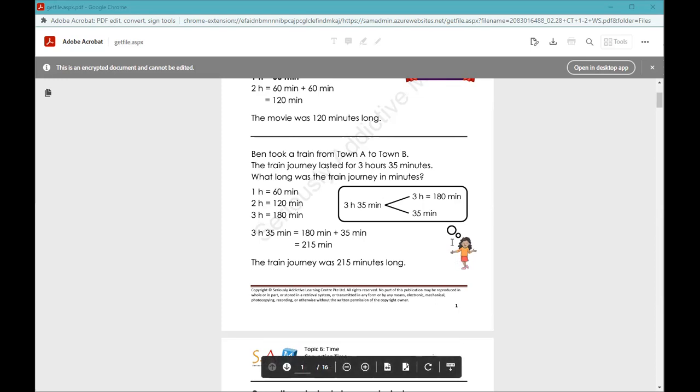Get them to write along the side of the book as well, because later on, when the questions go beyond 1 hour, they can actually use this information to help them out.